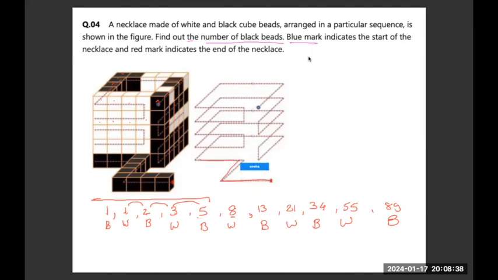This is the end sequence which comes. We are not able to gauge how many cubes are there, but we know at least 1, 2, 3, 4, 5. Sorry, 5, 6, 7, 8, 9, 10, 11. Minimum 11. So it definitely has exceeded beyond 13. Okay.